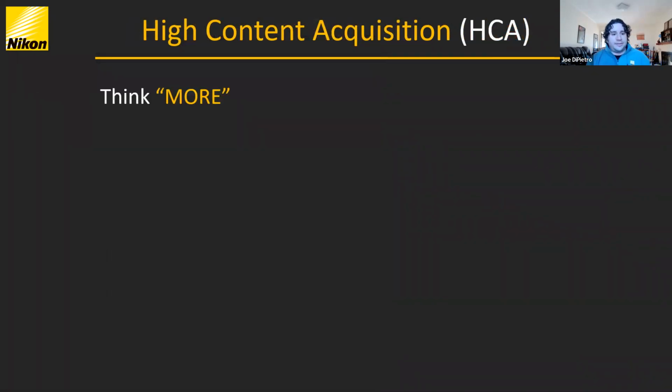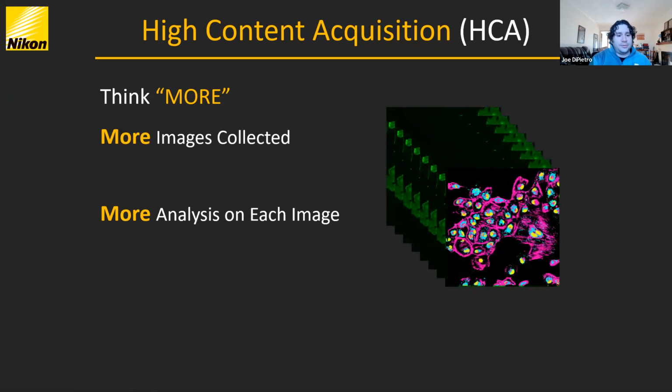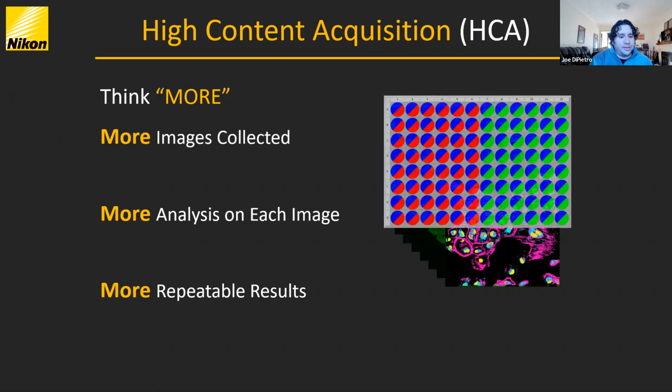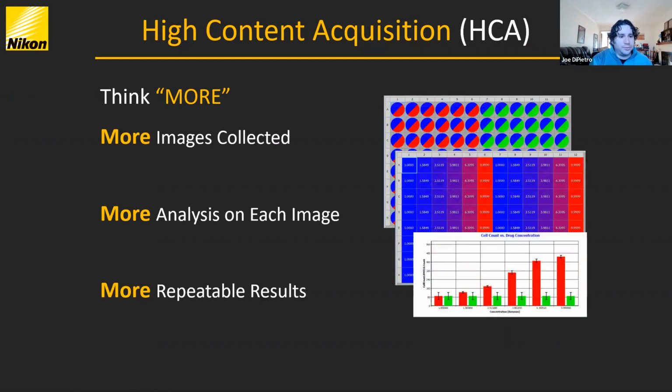So in this case, this is what we mean when we say high content acquisition. Sure, you can acquire a high number of images and lots of data manually, but when we say high content, we really mean doing it in this automated way. More images, analysis on each image, repeatable results.